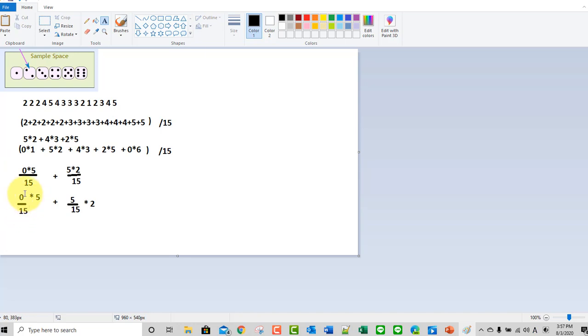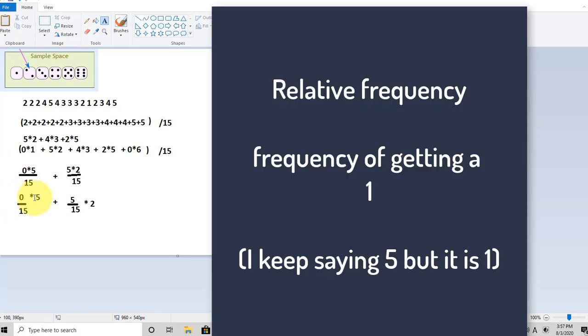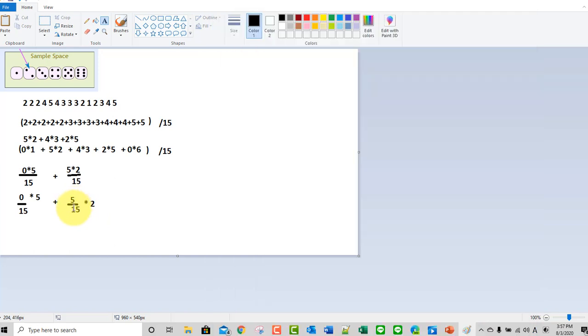Now, this is the relative frequency of getting a 5. This is the relative frequency of getting a 2. Now here, what percent of the time did I get a 2? 5 out of 15, which is what? Or what fraction is that? What's a simplified fraction of that? So 5 out of 15 is 1/3. So 1/3 of the time I got a 2. And 4 out of 15 times I got a 3. And 2 out of 15 times I got a 5. And 0 out of 15 times I got a 6.